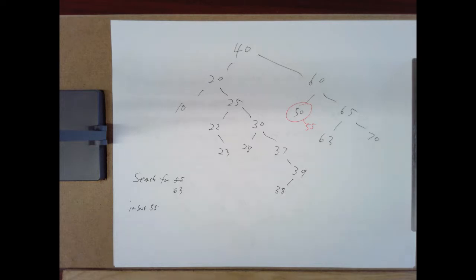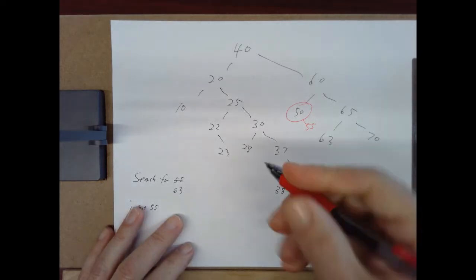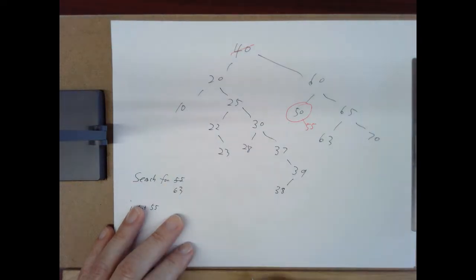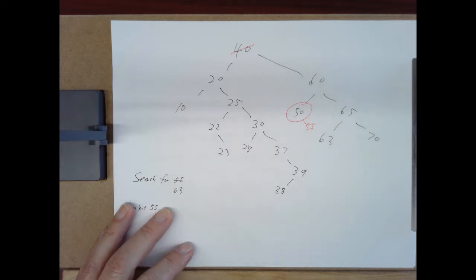I guess it's a little off topic. What would happen if you were to delete 40? Deleting is a whole different story. So we'll come back to deleting, but it turns out if we were to delete 40, the easiest thing to do is, yeah, you take either the largest thing from the left or the smallest thing from the right, and you move them up.